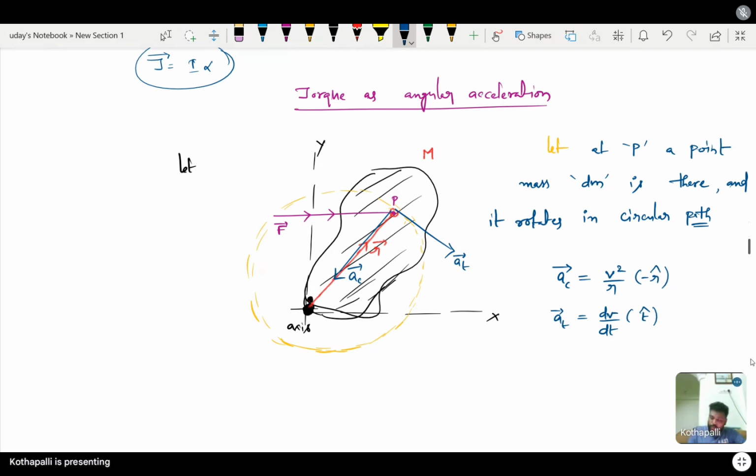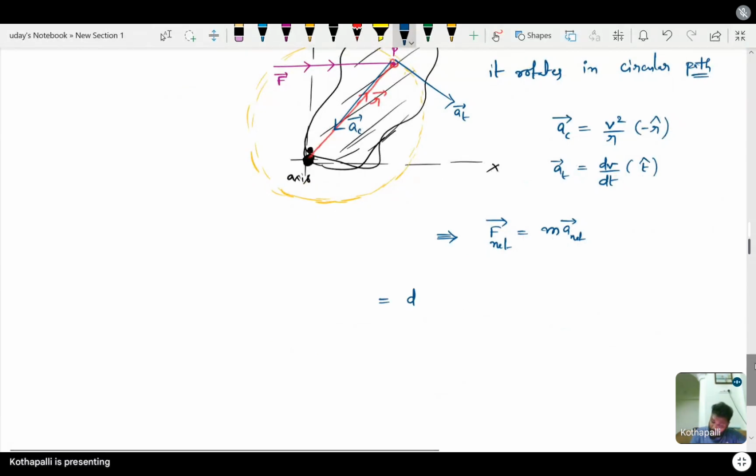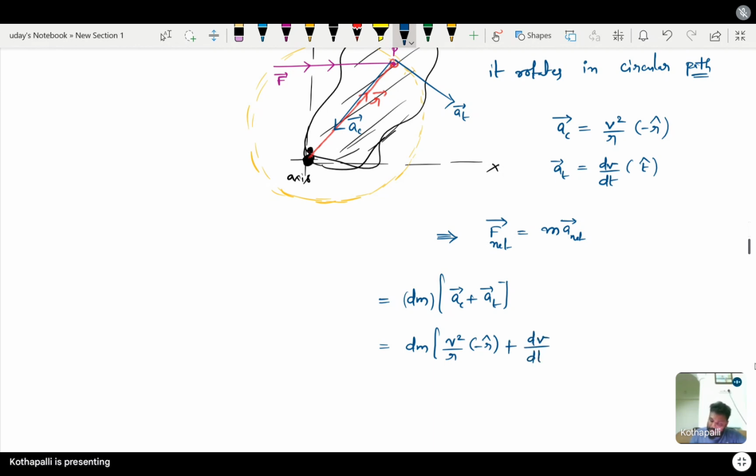Understand? Okay. So now net force will be what? M into net acceleration. Isn't it? What is that M that we are considering here? dm, point mass. Net acceleration is what? a_c vector as well as a_t vector. Got my point? So dm into a vector is what? V square by r into minus r cap plus dv by dt into t cap.